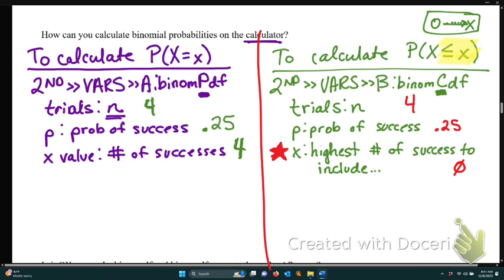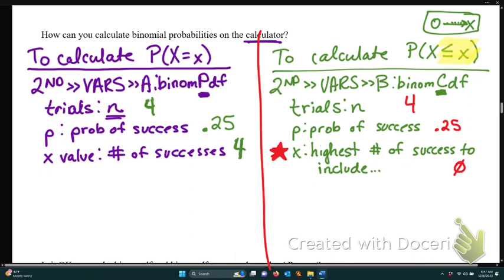Okay, y'all should all be with me right now because I'm about to unveil the whole thing. The wizard is about to be shown. Everybody did binomial CDF with trials of 4, probability of success 0.25, highest number of successes to include is 0, right? And you got the same thing as the probability of 0, right? Here's why. Because you only went from 0 to 0. That's it.